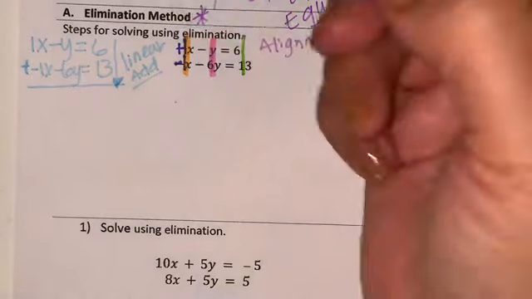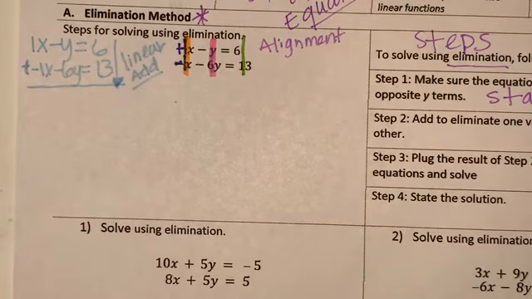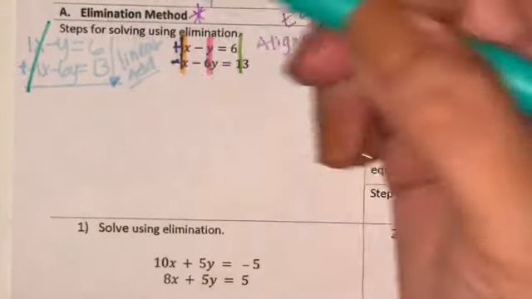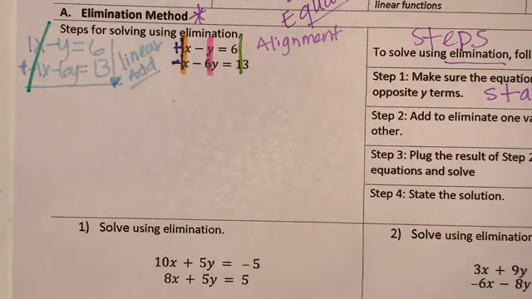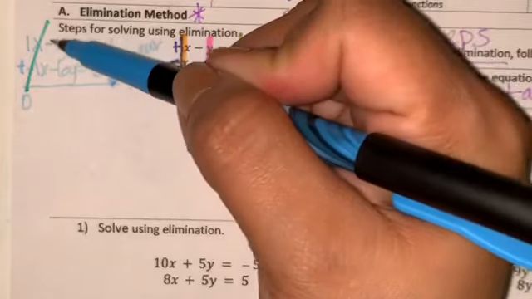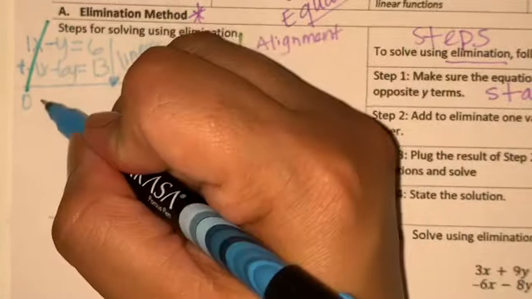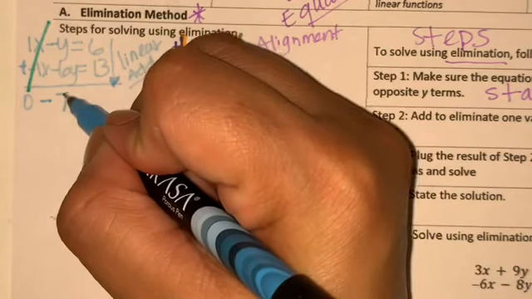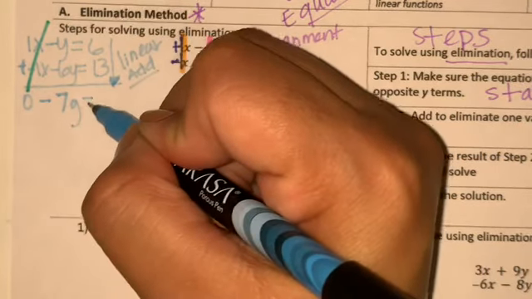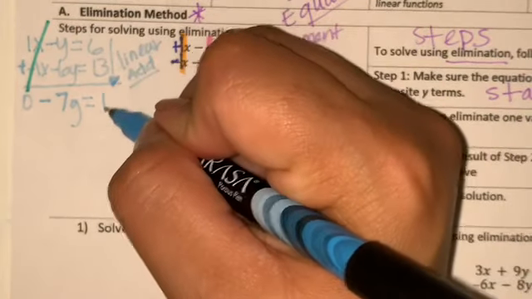So you're going to add your x's together. They eliminate. So if they eliminate, you just don't have any x's. So you have 0. If I add negative 1y plus negative 6y, I'm going to have negative 7y. Bring down your equal sign. 6 plus 13 is 19.